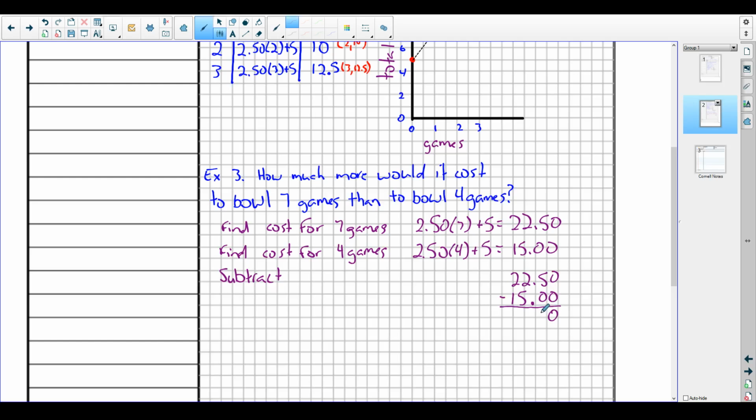22.5 minus 15 is 7.5. So it would cost $7.50 more.